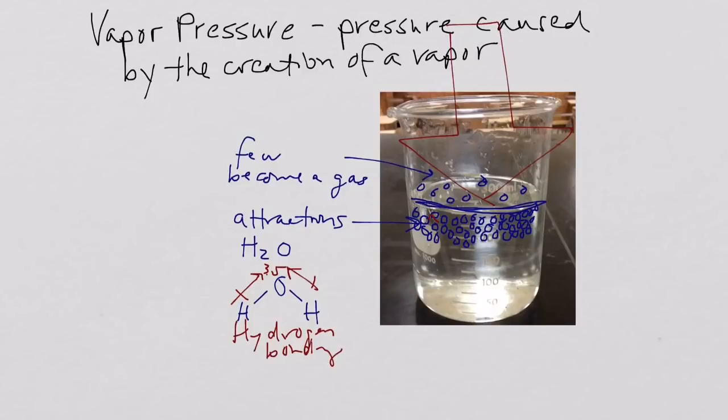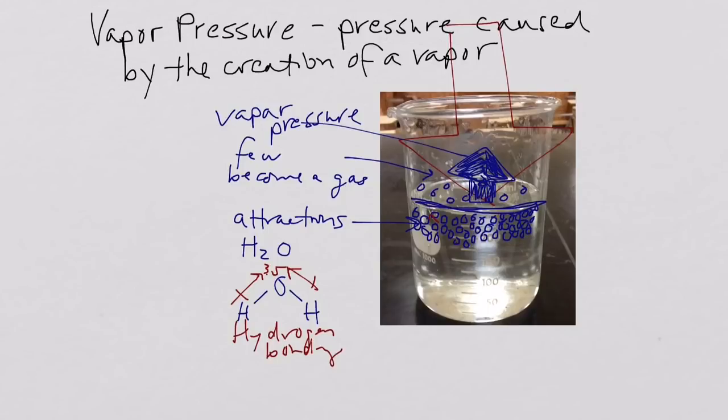You have atmospheric pressure going down. This forms a pressure going up. And that's the pressure of these molecules trying to escape their liquid confines, wanting to escape and be free. So you have these two opposing forces, and this is what's known as vapor pressure, the pressure that's being formed by this evaporation. Okay, great. So we just talked about water.